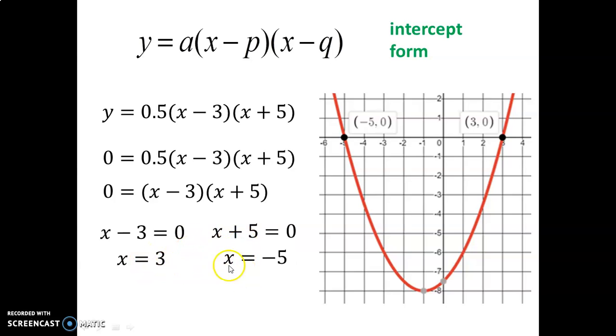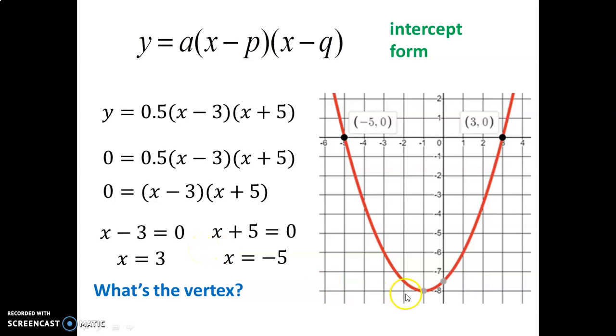Now take a close look at those two answers we got when we set it equal to 0, and the graph. What do you notice? Well, I think that's a pretty obvious conclusion. When we solve an intercept form quadratic, when we solve for the x values by making y 0, we get the locations of the two x-intercepts. Very important point, you should know that for sure. The parabola's intercepts on the x-axis are those two answers we get when we solve it like that.